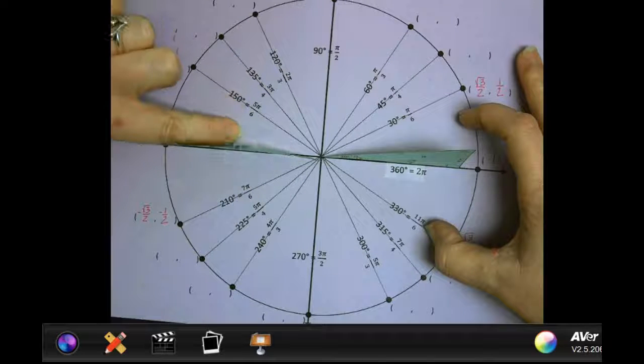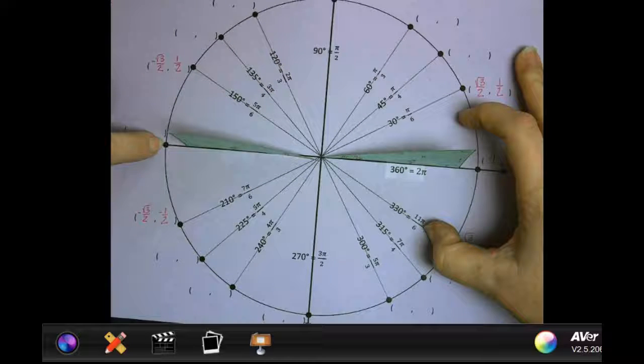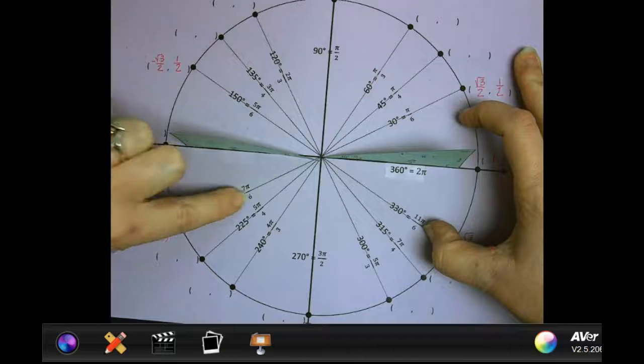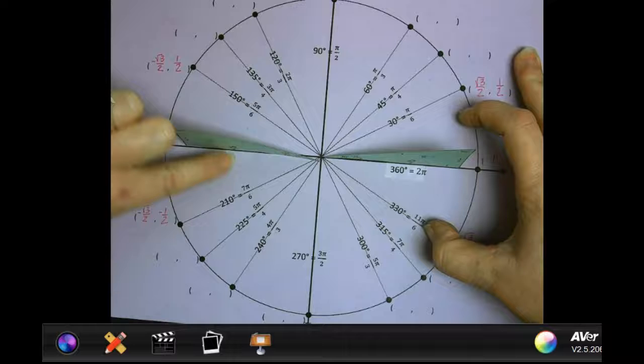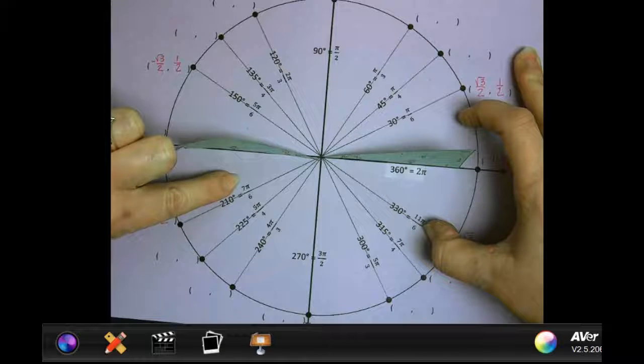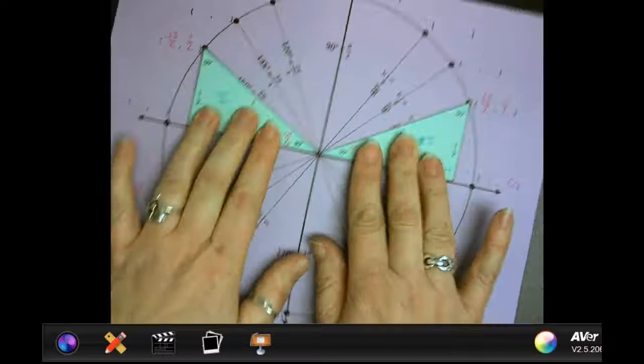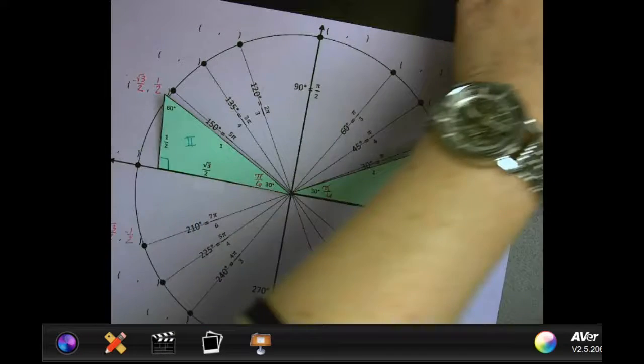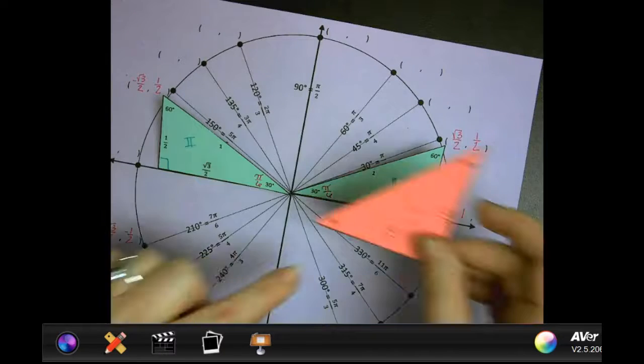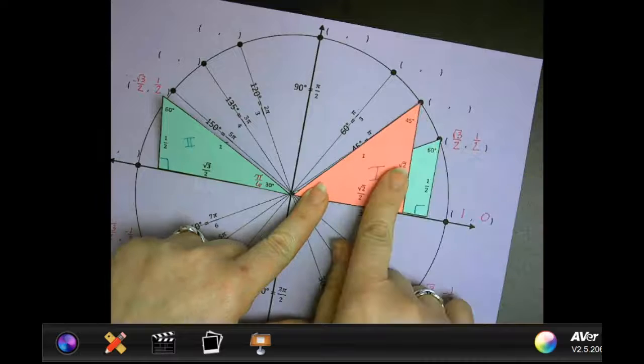Four of them gets me, right? I'm at 6 pi over 6. I go one more to 7 pi over 6. That's why that is my reference angle right there. Does that make sense to you? All right, so let's put a little green one back down and pick up your pink quadrant 1 triangle. Set it down right over one.